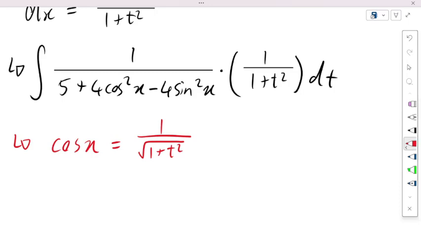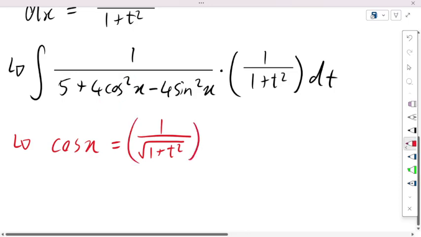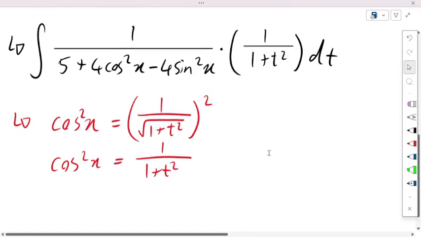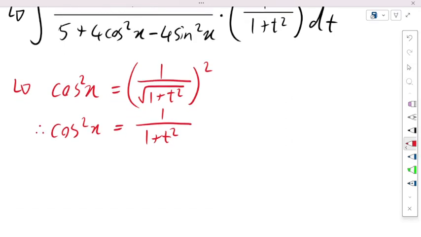And note over here that what we have is actually squared. So I'm actually going to add the square in, right? I'm going to add the square in for now. So we're going to rewrite it as cosine square x is equal to that. Okay, we squared both sides, such that cosine square x is actually just going to be equal to 1 divided by 1 plus t squared, using the exponential laws of fractions. Now we found our cosine square x.